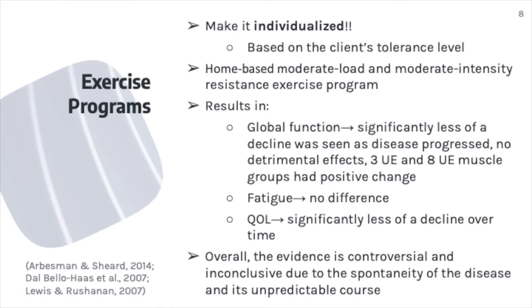Overall, the evidence for resistance exercise programs is controversial and inconclusive. Exercise may not have any ultimate effects on disease progression and mortality, and although exercise may improve function, increase strength temporarily, and decrease the effects of disuse atrophy, an exercise program will not cure the condition.